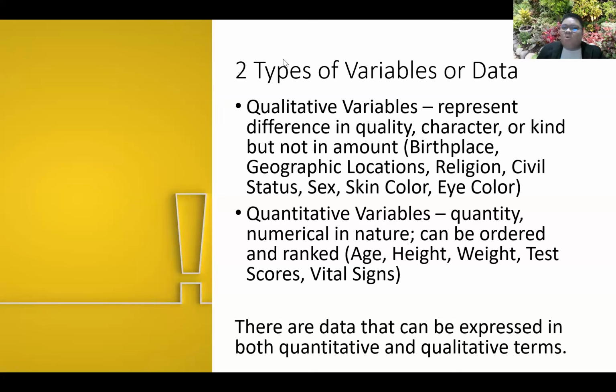When I talk about qualitative variable, kindly highlight the words represent differences in quality. The keyword there, class, is to represent differences in quality. Okay, character or kind, but not in amount. So siguro, ang mas mahalagang i-highlight is hindi amount. For example, place of birth. Pinanganak ka halimbawa sa Iloilo City. Kung pinanganak ka man sa Cavite, pinanganak ka man sa Bacolod, sa Cebu, sa Davao, that's your birthplace. And I could not quantify it.